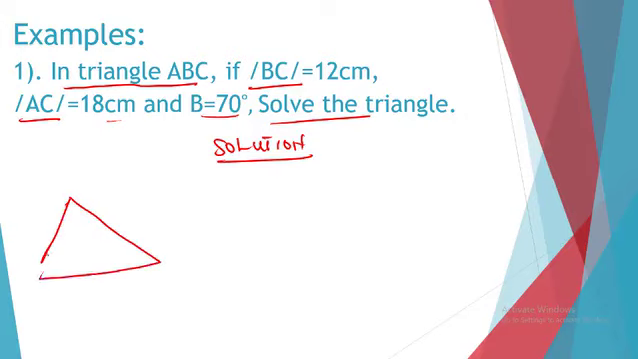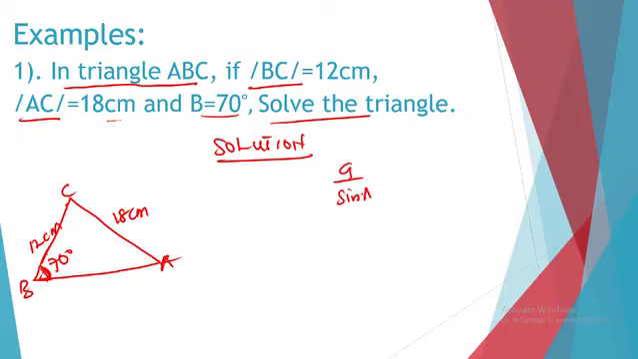So we have a triangle called ABC, and line AC is 18 cm, then line BC is 12 cm. Angle at B, which is here, is 70 degrees. Now this side, line BA, is not given, angle at C is not given, and also angle at A is not given. So the question is, which of these do we use?